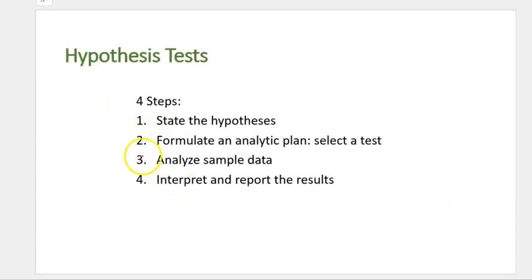Then hypothesis testing has four steps. First, state the hypotheses: the null hypothesis and the alternative hypothesis. Second, formulate the analytic plan, which means selecting the test, what kind of test you will do. Third, analyze the sample data. Fourth, interpret and report the result, choosing whether to accept the null or the alternative hypothesis. These are the four steps of hypothesis testing.